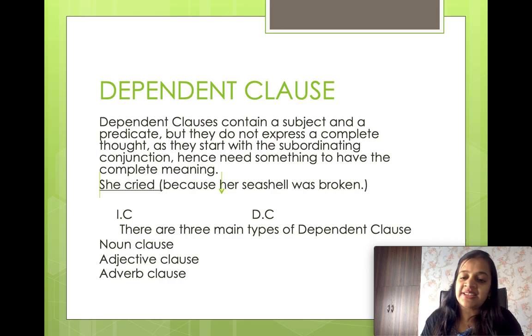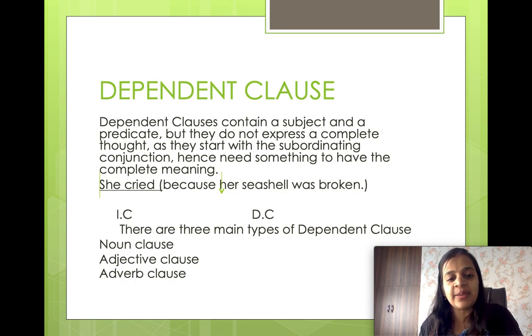Independent clause that has its own complete meaning, dependent clause that needs something else to have the complete meaning. There are three main types of dependent clause. They are noun clause, adjective clause, and adverb clause. We'll be discussing about these three types in our further videos.